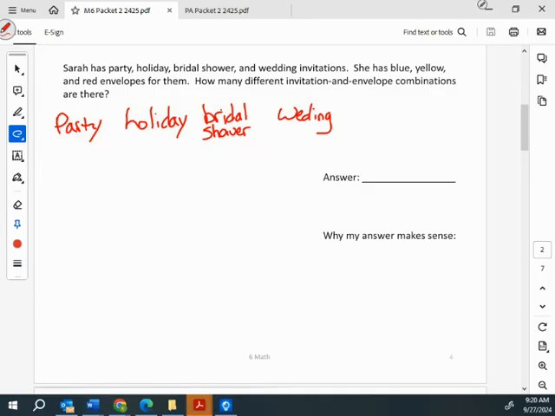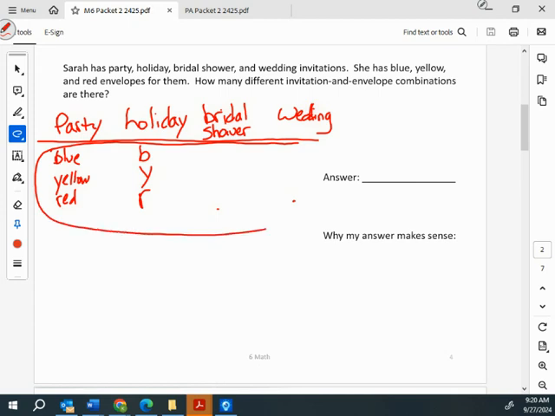What are our choices? Three, because I have blue, yellow, and red. How many choice envelopes do I have for holiday? Evelyn? Blue, yellow, red. Same choices. Same thing for the bridal, same thing for the, oh, I spelled wedding wrong. Same thing for the wedding. Then you count up how many options there are all together.